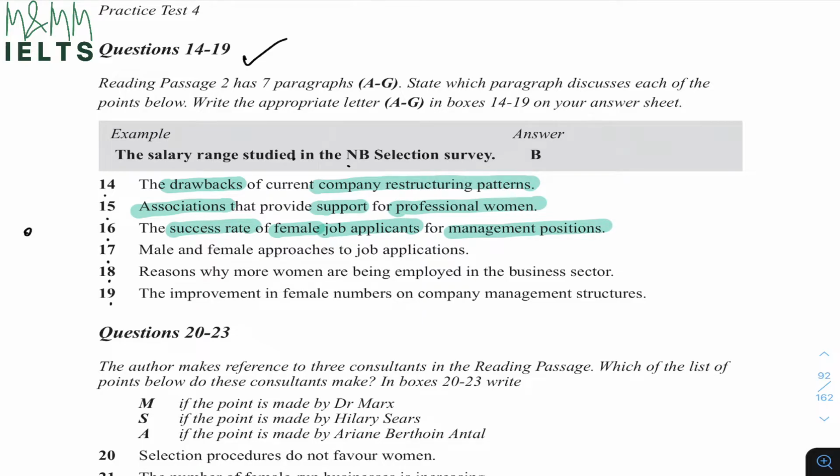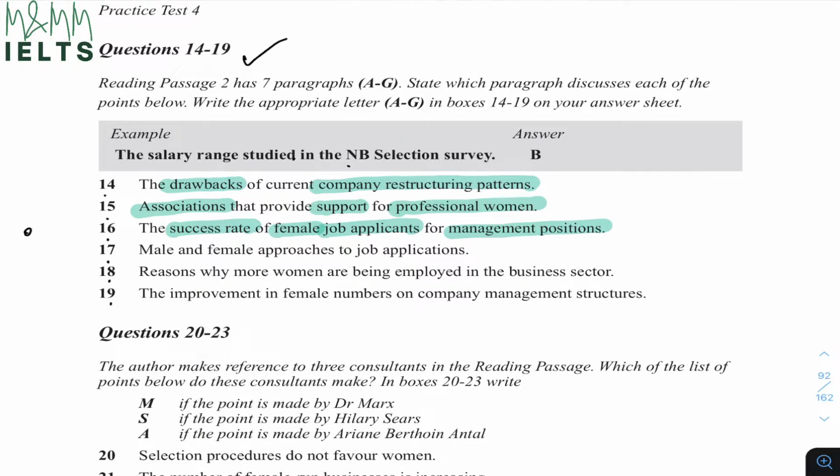Now you might think pretty much every word is highlighted. Yes, every word is highlighted because it's important. But if you don't read it, if you don't highlight it, it doesn't stick to your brain. It doesn't stay in your brain for a longer period of time. So this is an important approach to solve matching information in your reading section.